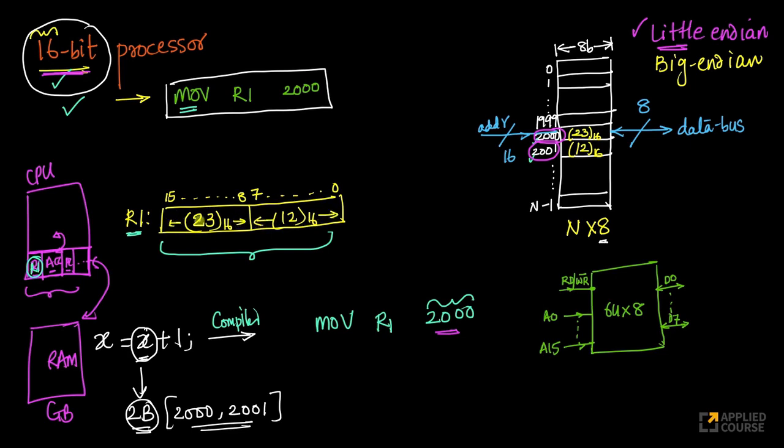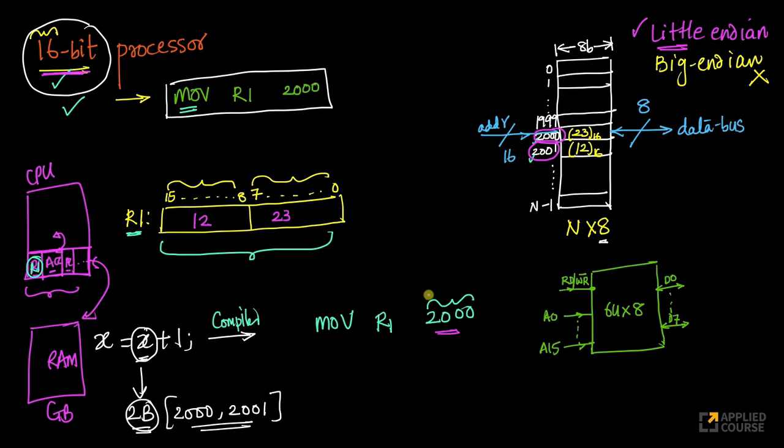In the big Endian system, whatever is there in the lower numbered address 2000 is copied into the higher numbered bits. Whatever is there in the higher numbered address is copied into the lower numbered bits. But big Endian is not very popular. It's little Endian which is always popular. So I'll continue to use little Endian because, by default, you can assume that processors always use little Endian unless otherwise stated. So what you have here is 12 and 23. Both these numbers are in base 16.